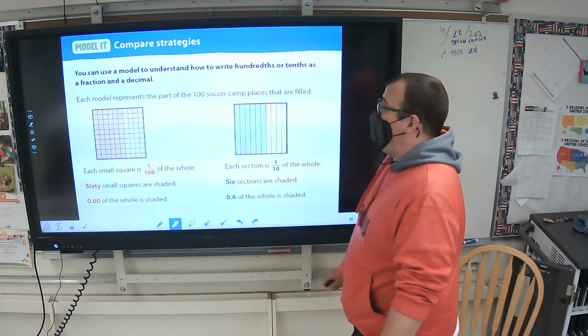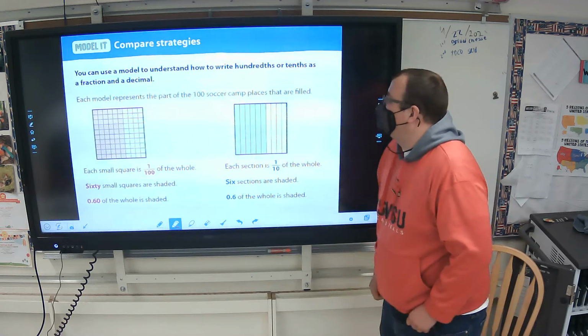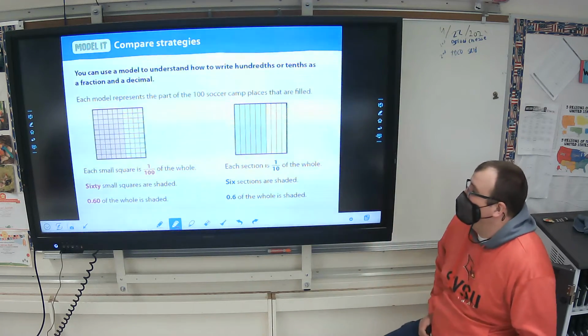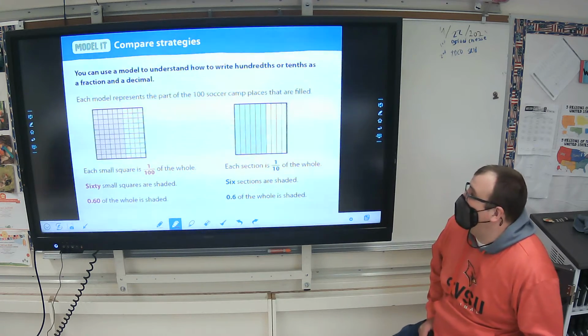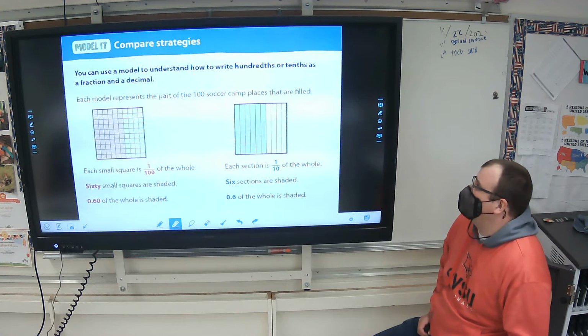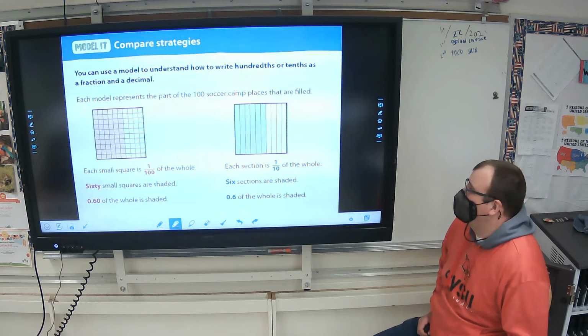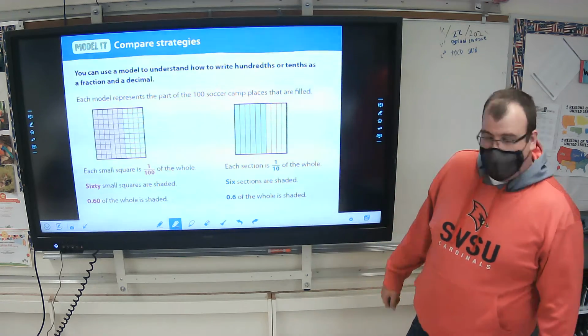Alright, you can use a model to understand how to write hundredths and tenths as a fraction and a decimal. Each model represents the parts of 100 soccer camp places that are filled.